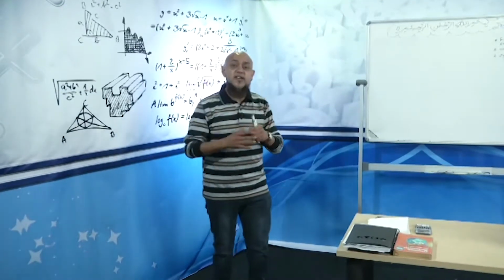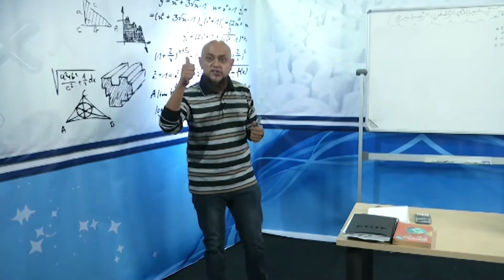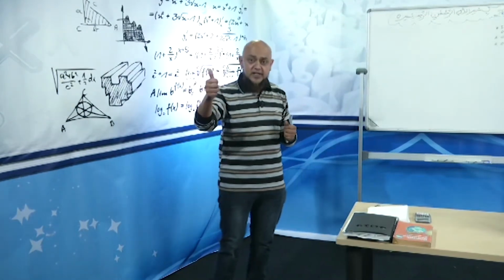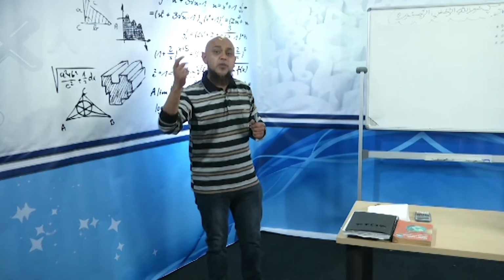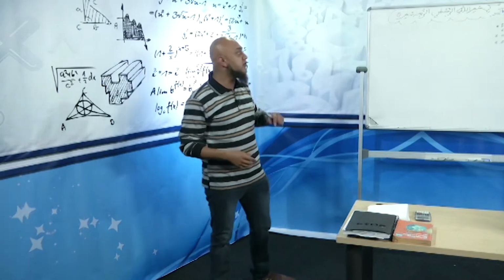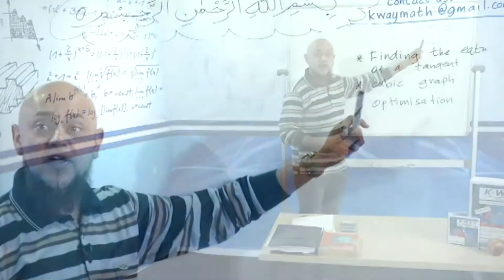So just to quickly recap what we did in our last episode, we started with first principles in calculus. We then did the derivative. We did differentiation. We did limits. We're now going on to finding the equation of a tangent to a point, the cubic graph, and optimization.